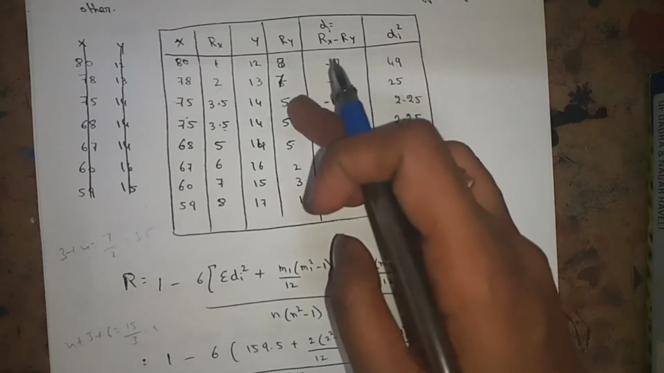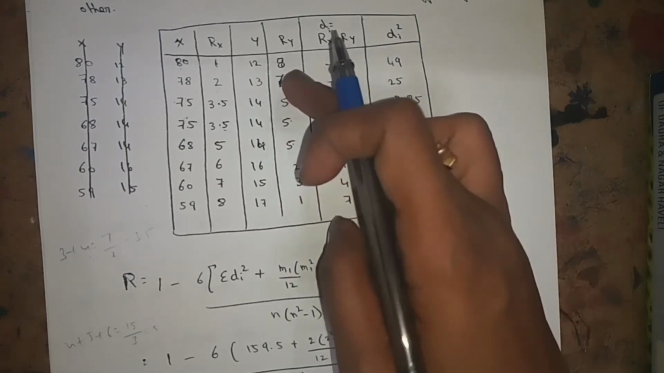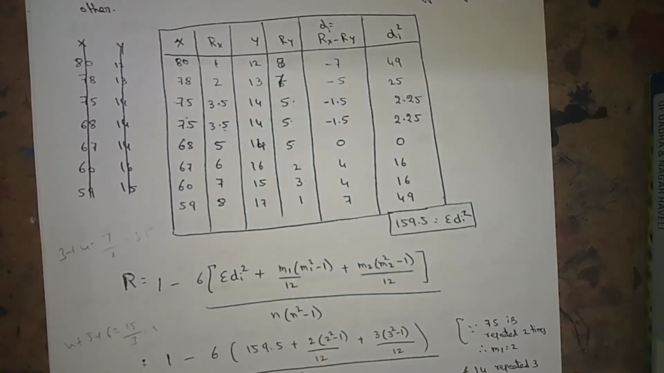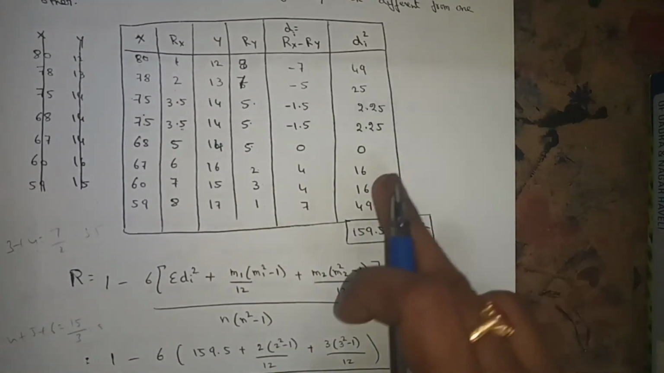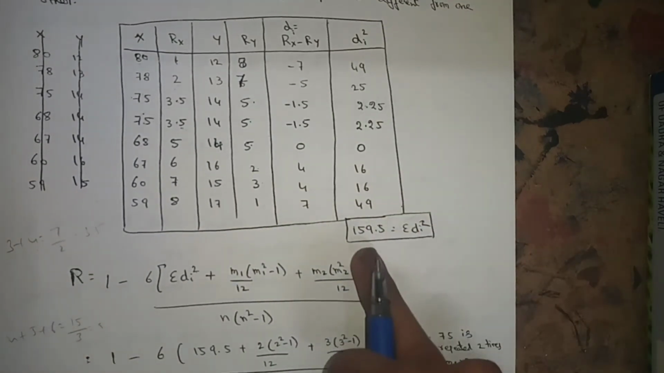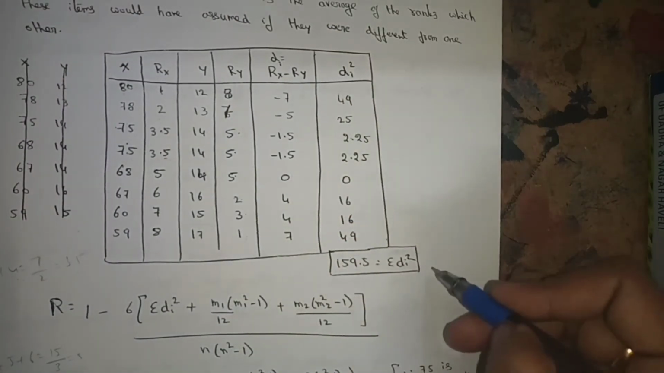The next highest is 13, 7th rank. 1, 2, 3, 4, 5, 6 over, 7th rank. The next highest is 8, like that. After that, Di is Rx minus Ry. You will get like this. Di square is like this. Sigma Di square you have to calculate also.